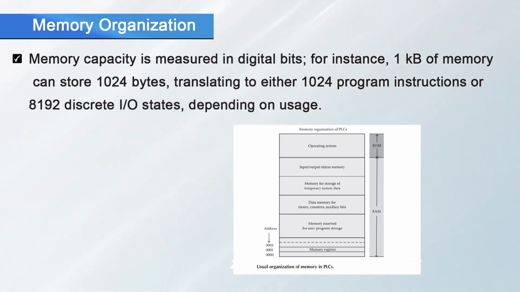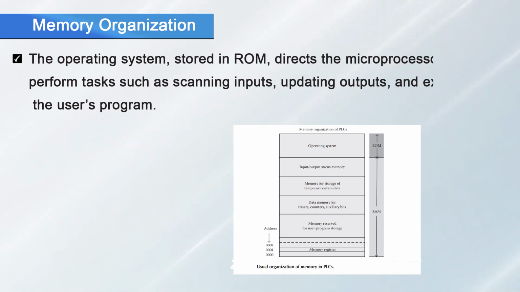For instance, 1 kilobyte of memory can store 1024 bytes, translating to either 1024 program instructions or 8192 discrete input output states, depending upon the usage and application. The operating system, which is stored in the read-only memory, directs the microprocessor to perform tasks such as scanning the inputs, updating the outputs and also executing the loaded user's program.